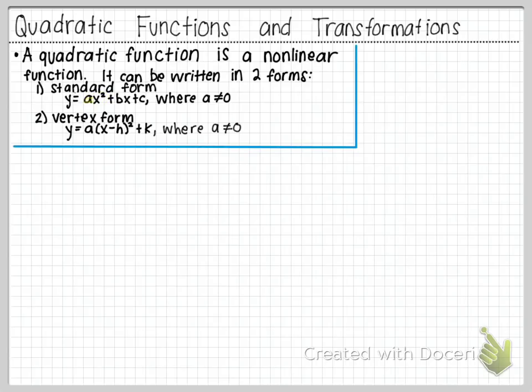Okay, and then vertex form, which we're going to look at today, is y equals a times the quantity x minus h squared plus k. And again, a cannot equal 0 because then this whole thing would cancel if a was 0, and then it would no longer be a quadratic function.